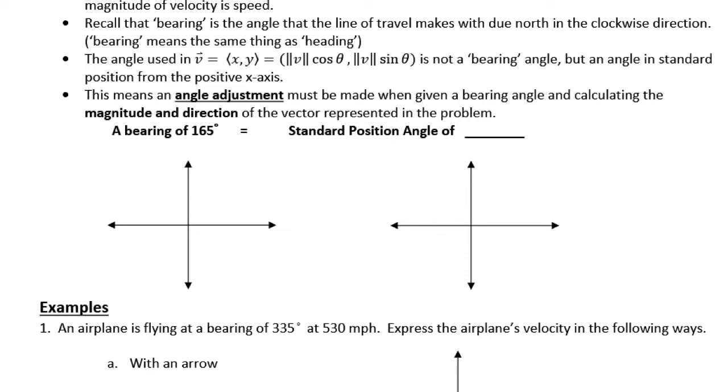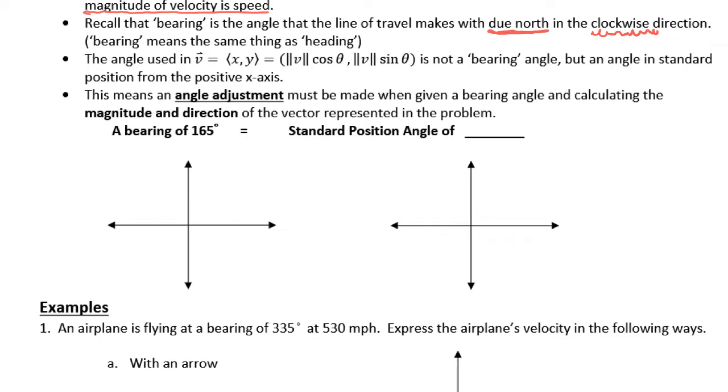The velocity of a moving object is a vector because velocity has both magnitude and direction. The magnitude of velocity is speed. Guys, underline that. The magnitude of velocity is speed. Recall that bearing is the angle that the line of travel makes with due north in a clockwise direction. Bearing is the same thing as heading. So we've got a lot of new terms that you need to be comfortable with. Bearing and heading mean the same thing.